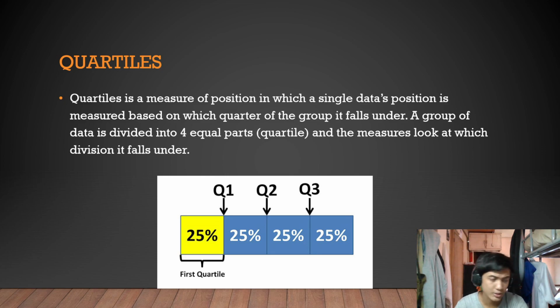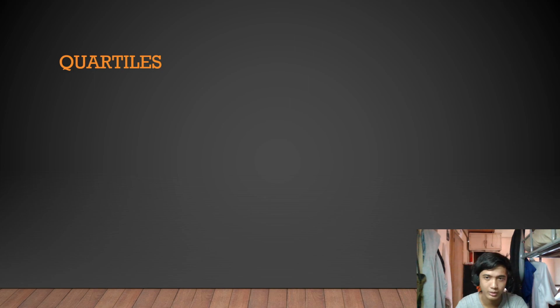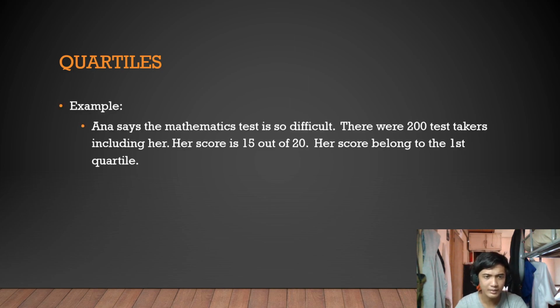To further illustrate this, let's have a small problem as an example. Let's say Anna has a mathematics test that she says is difficult, and there are 200 test takers, including her. Her score is 15 out of 20, and her score belongs to the first quartile.